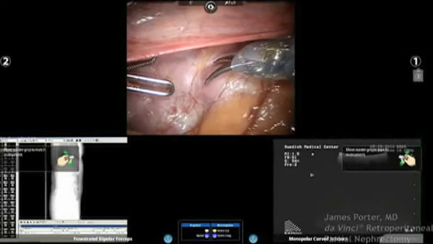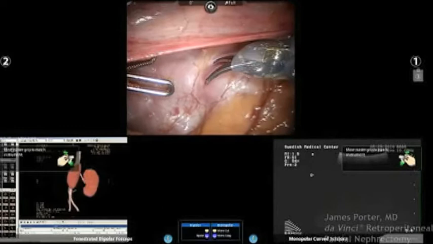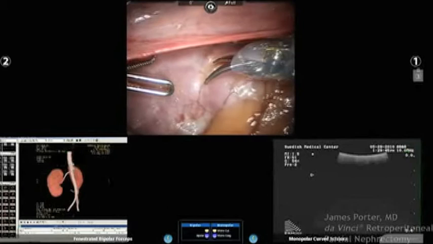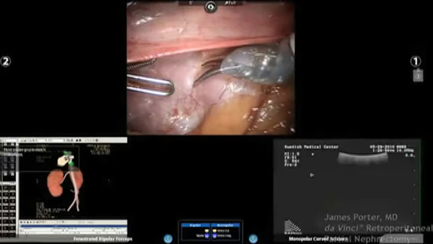All right, so here's our reconstruction. You can see the tumor is very close. That's the right kidney in the front there, single artery. So we like ultrasound. That's the answer to the question. Okay, we're going to go off TilePro.